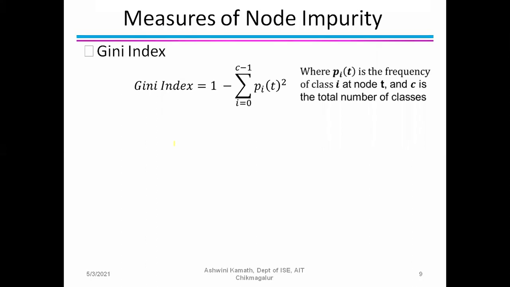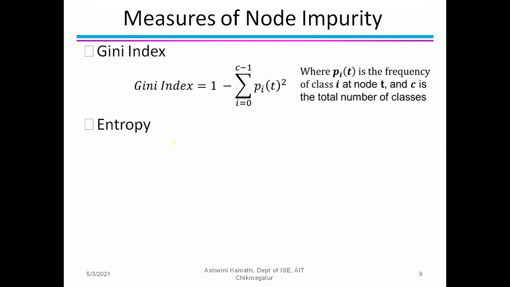Pi of T is the frequency of class i. Frequency of class i means how many times that class occurs. For example, in the beginning, before splitting, we had 10 examples of type C0 and 10 examples of type C1. So that is the frequency. Pi of T means the frequency of that class. Okay, this is the Gini index.